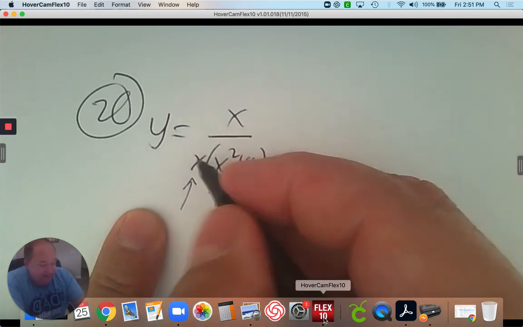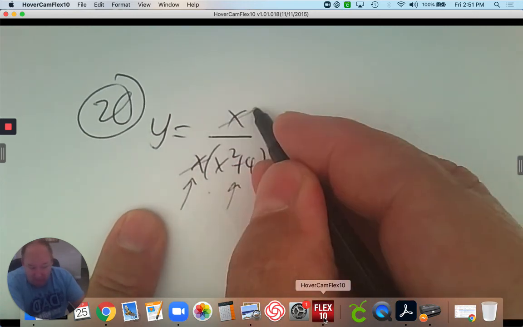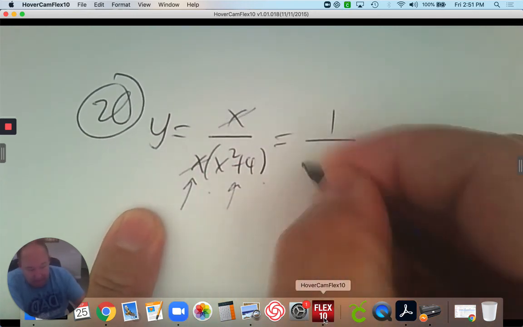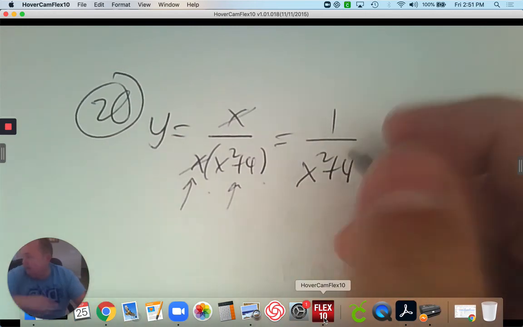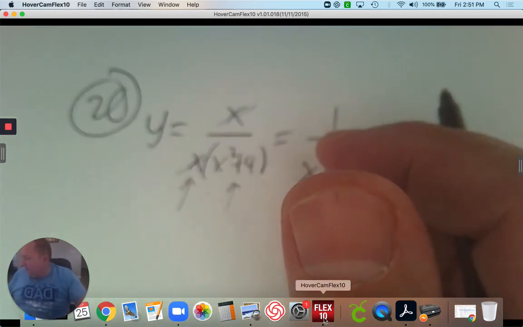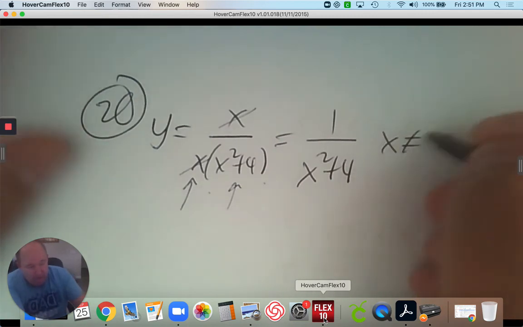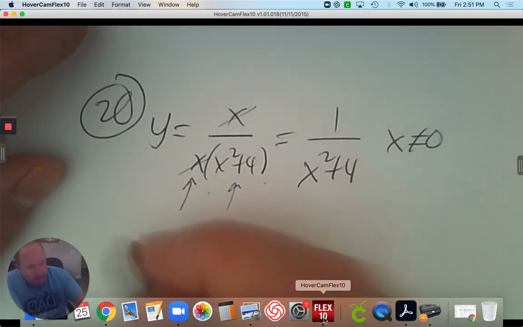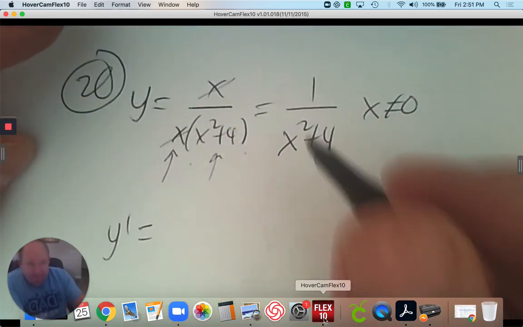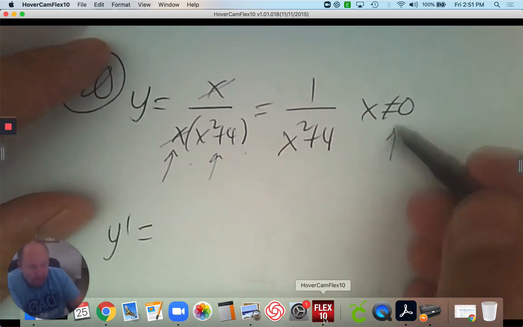In fact, I can actually eliminate, and there'd be a hole there. So I can reduce it down. So it'd be 1 over x squared plus 4. The only domain restriction is 0. So now when I take the derivative of that, there's a hole at 0.